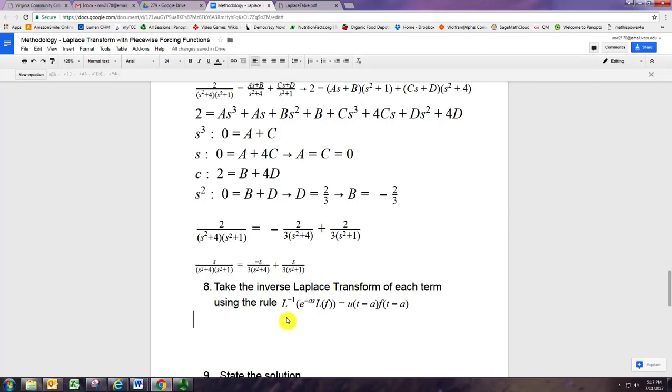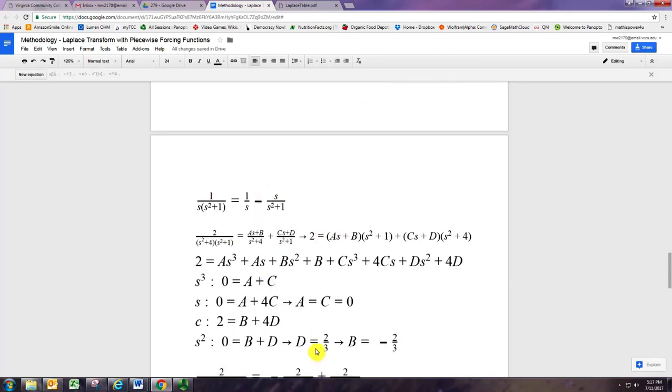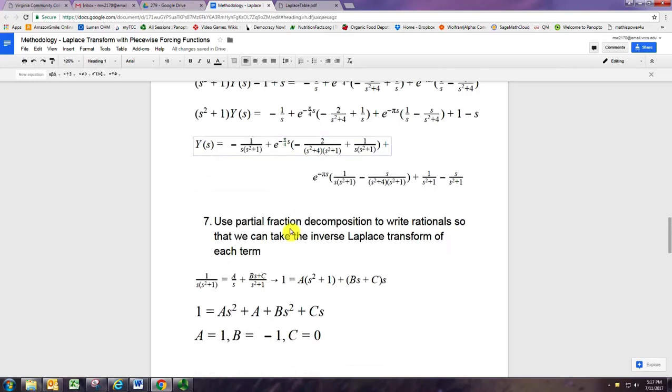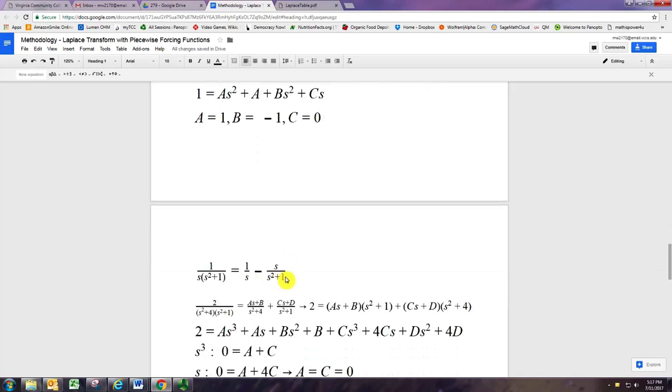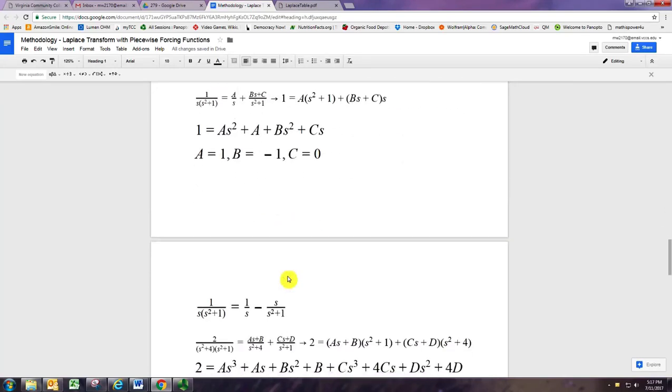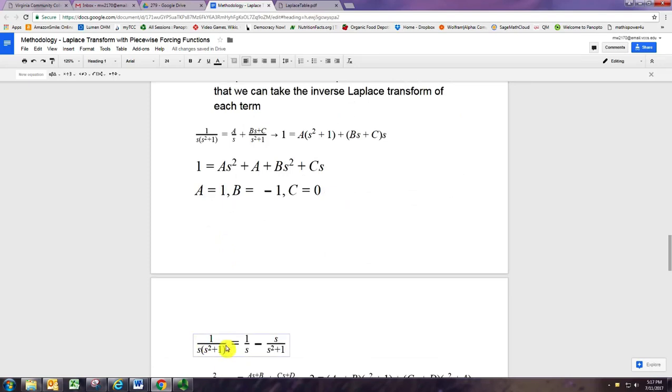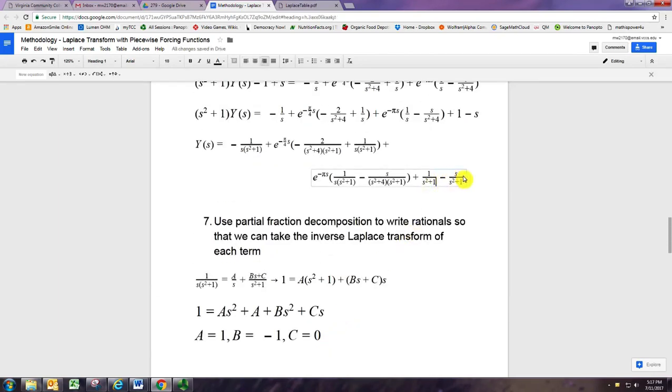All right, at this point you could take the inverse Laplace transform of all the parts, because we broke everything up, and let's go ahead and do that. So the first thing we get to is this. Now we broke that up into a 1 over s and an s over s squared plus 1. And there's a negative there, so it's actually negative there, positive here. And that will actually cancel out with this.